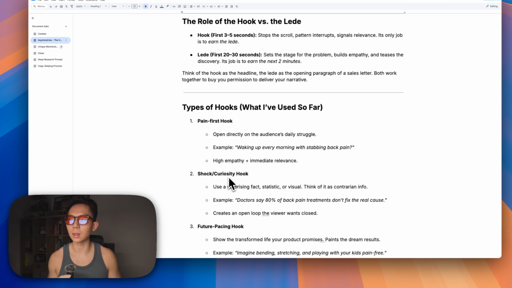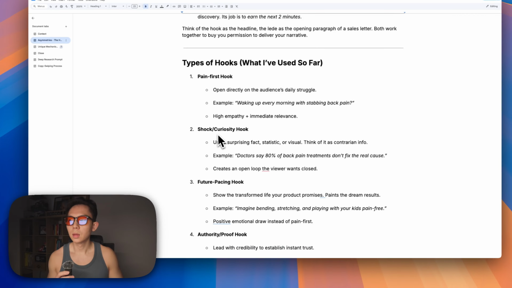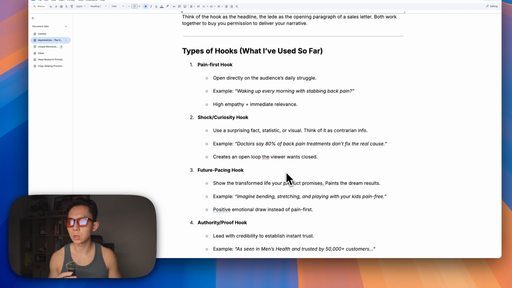Now let's look at the types of hooks. This is not exhaustive, but these are some of my favorite hooks that I've used so far. The pain first hook is high in empathy and has immediate relevance because it speaks to your direct audience. Next, we have the shock and curiosity hook. So use a surprising fact, statistic, or visual. Think of it as contrarian information. So, for example, doctors say 80% of back pain treatments don't fix the real cause. So this creates an open loop that the viewer wants to close.